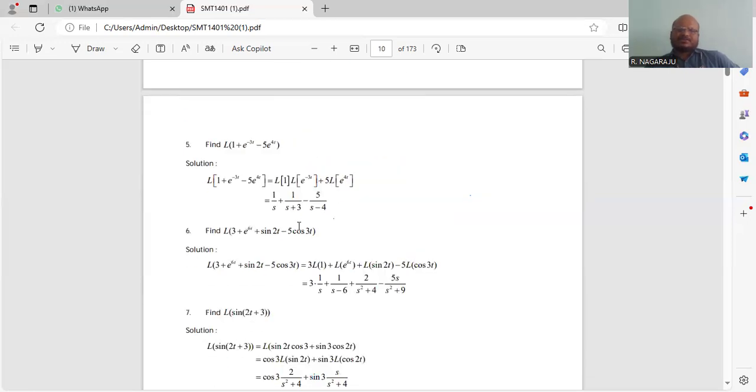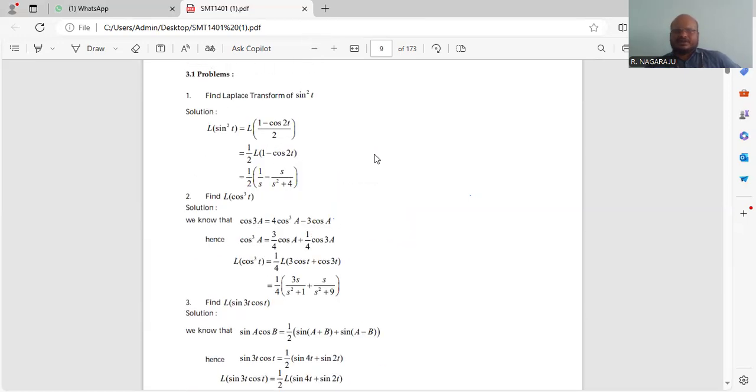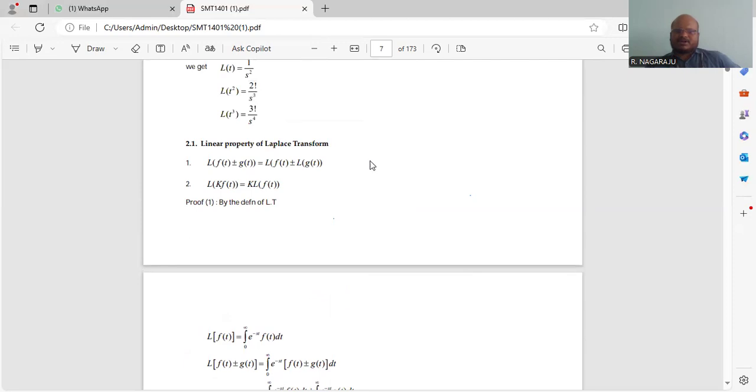And coming to the next problem, the fifth one. They are asking to find the L of 1 plus e power minus 3t minus 5 into e power 4t. So here three functions are there. First, you have to split it. The linear property you have to apply. The linear property is what we just discussed: if addition or subtraction is there, the Laplace can be split into two parts, two functions.